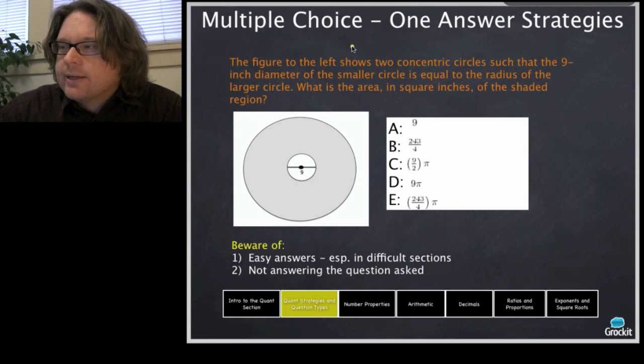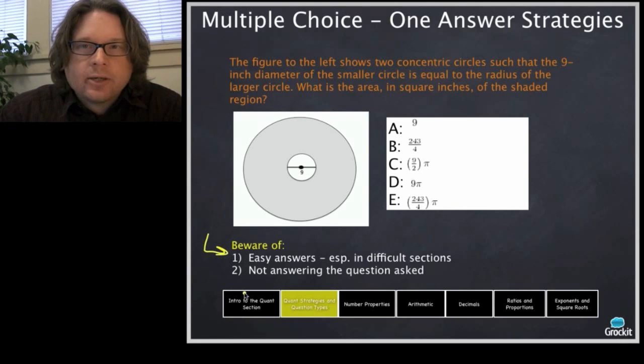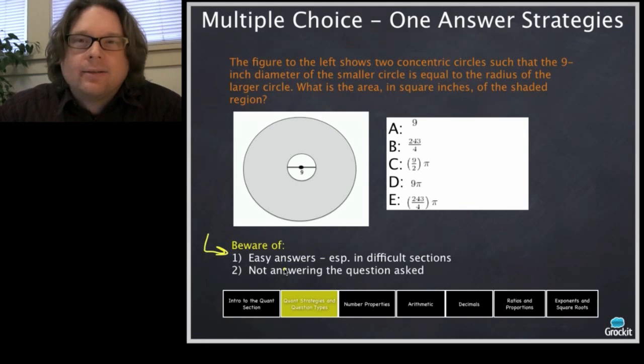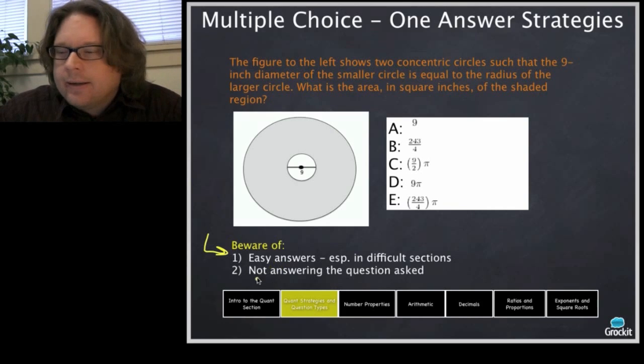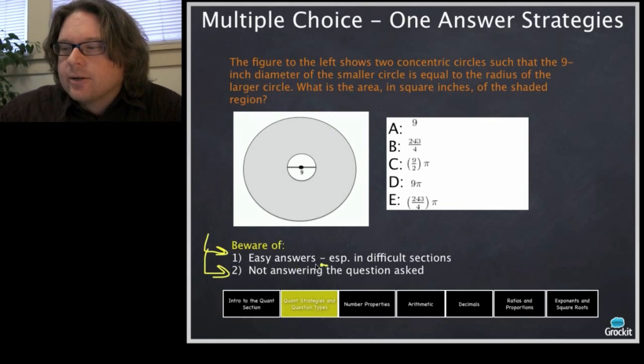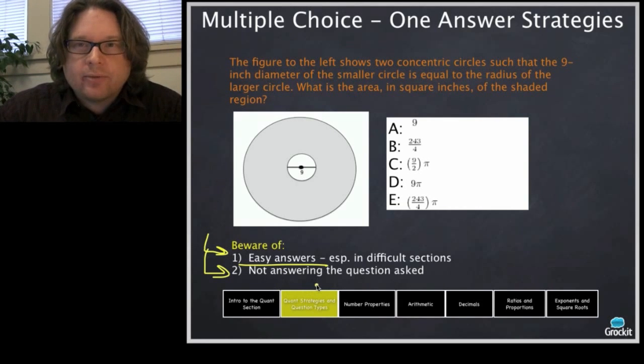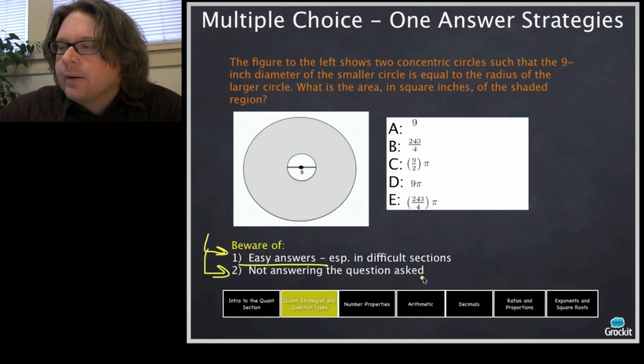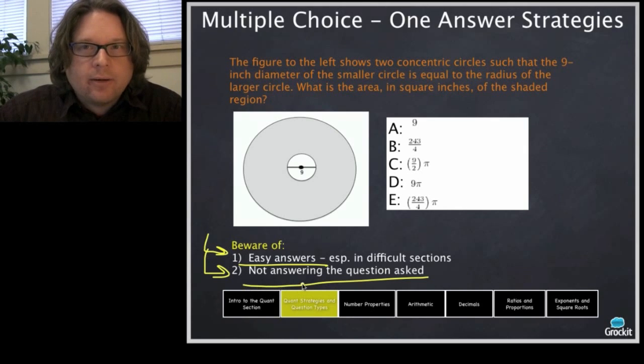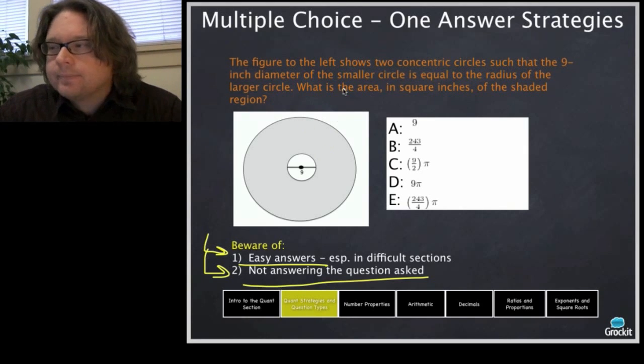So with one answer strategies, you need to be aware of easy answers, especially in difficult sections. As you've been getting a bunch right, the questions get harder. So the further along you've gone, the more likely it is that an easy looking thing is probably not the right one. Also be aware of not answering the question asked. So the easy answer in the one we just looked at was that 35%, or 20 or 15, which were also just numbers right from the problem. That could be a problem too.